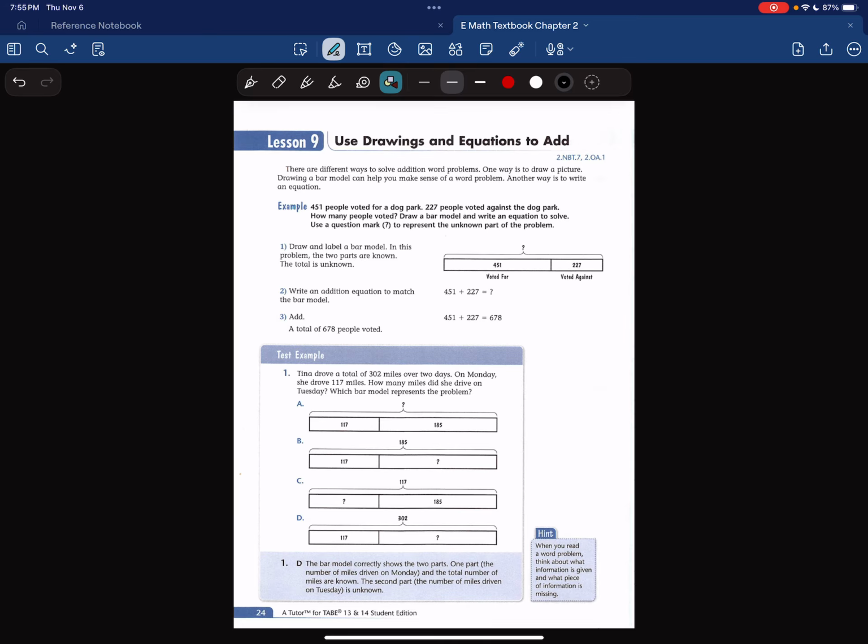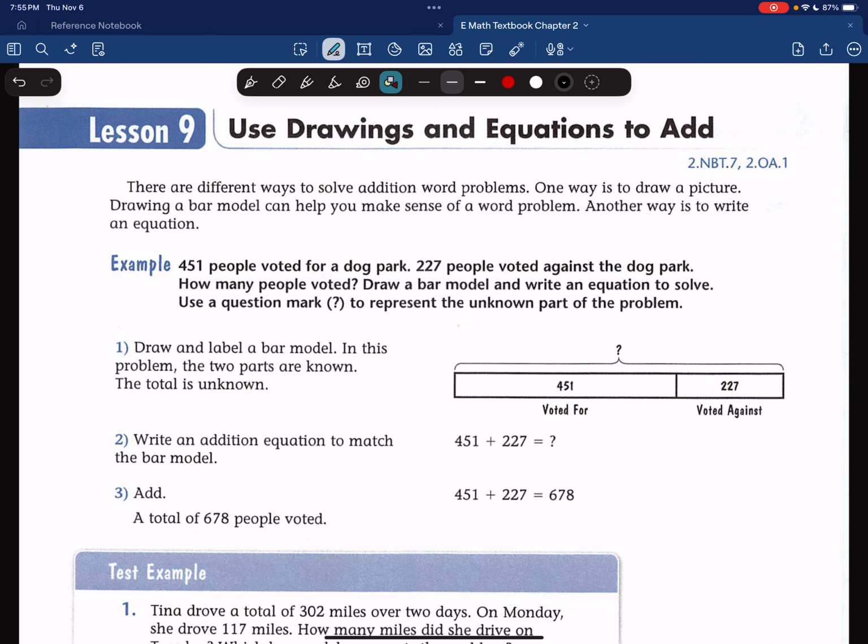I'm on page 24 and we need to read here. There are different ways to solve addition word problems. A word problem is a story problem where the problem tells you a story and you have to set up your own math problem. One way is to draw a picture. Drawing a bar model can help you make sense of a word problem. Another way is to write an equation. So let's take a look at this first word problem, and I need to read it.